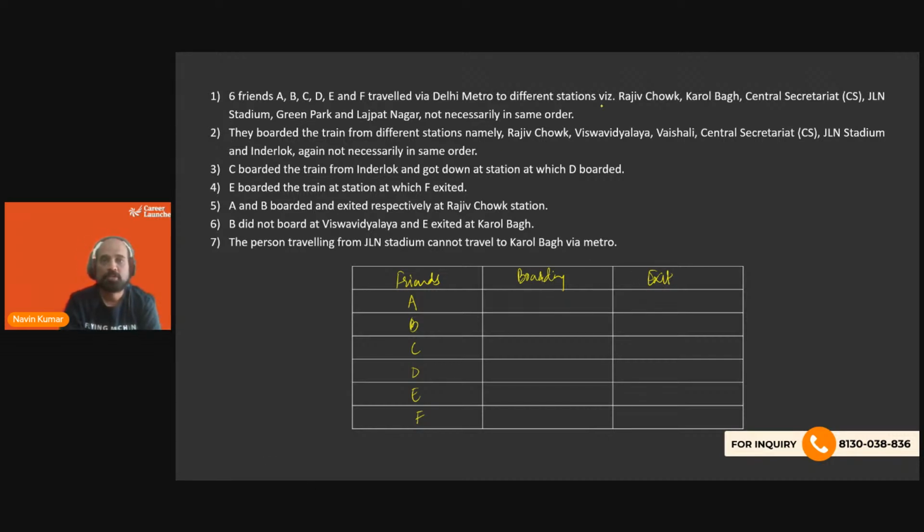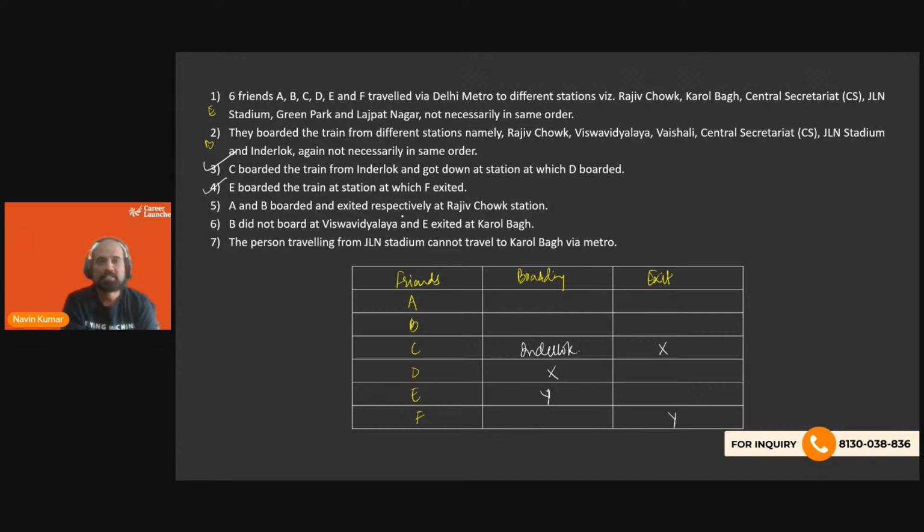Okay. So the boarding stations names are written in the second point, and the exit stations names are written in the first point. Now, the third point says C boarded the train from Inderlok. So this is going to be Inderlok, and got down at the station at which D boarded. So if the station is, let's say, X, then D boarded at X, right? E boarded the train at the station at which F exited. So if E boarded at station Y, then F must have exited at station Y. We do not know which these stations are, so I'm going to write letters, some variables, instead.